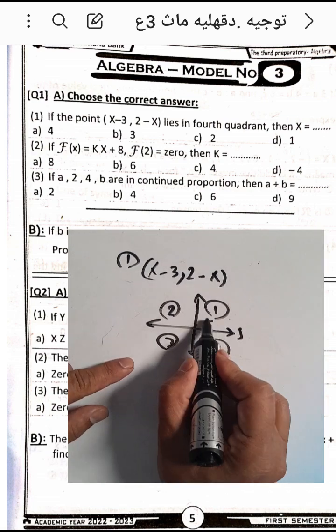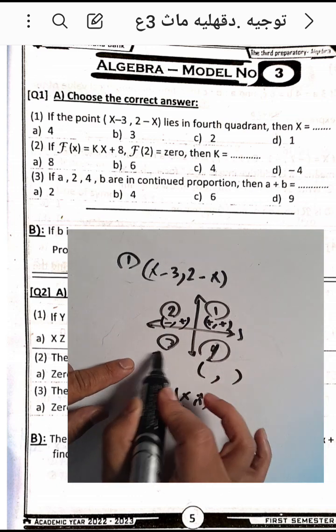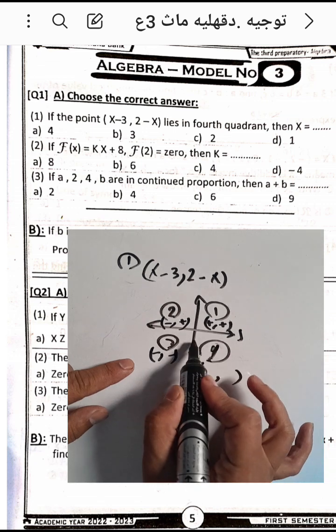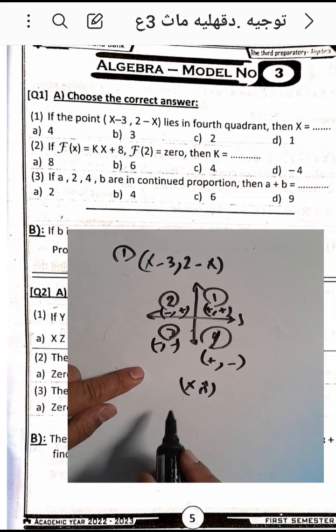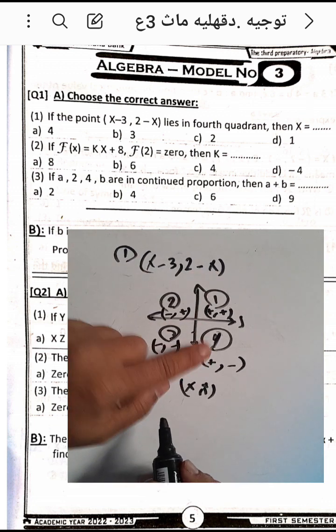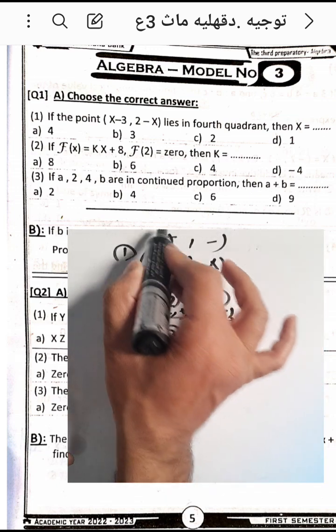First will be positive and positive. Second, it will be negative and positive. Third, negative and negative. And fourth here, positive and negative. Okay, then this point (x - 3, 2 - x) lies in the fourth quadrant. The result here must be positive and here must be negative.